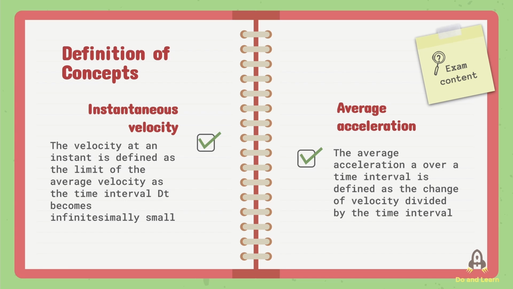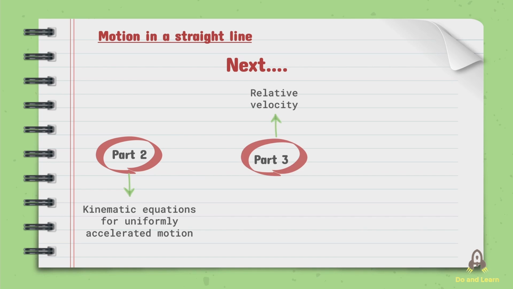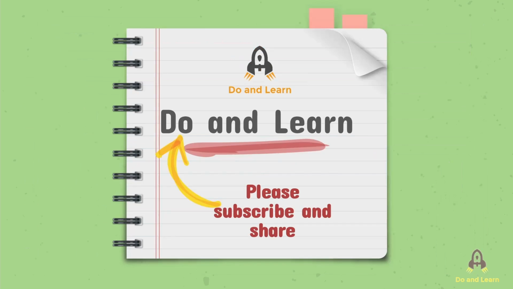Average acceleration is defined as the change of velocity divided by the time interval. In the next video, part 2, I'll explain kinematics equations for uniformly accelerated motion and how to derive them. In part 3, I'll explain what relative velocity is. And in part 4, numerical problems and solutions.